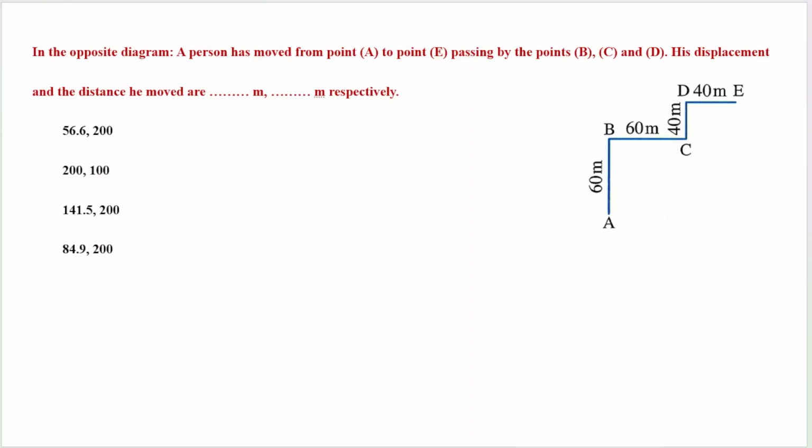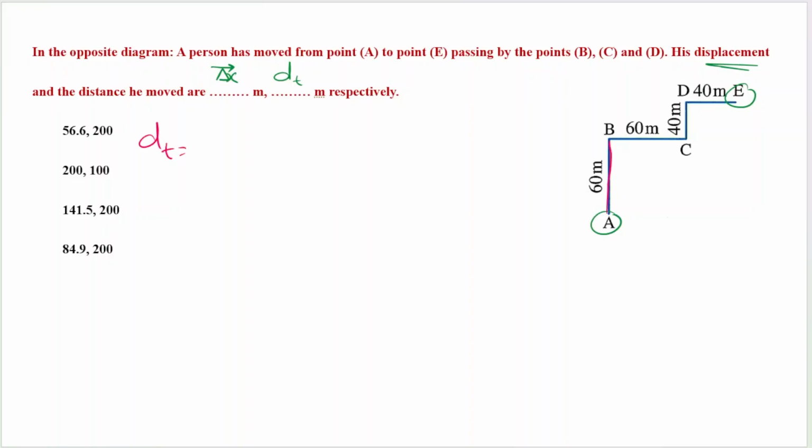Another question. In the opposite diagram, a person has moved from point A, this is the starting point, to point E, this is the ending point, passing by points B, C, and D. His displacement. So now we need first to know the displacement, which is a vector quantity, and the distance he moved, respectively. Let's start with the distance, because it is easier to calculate.